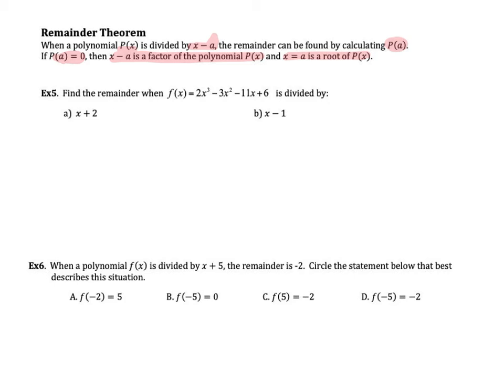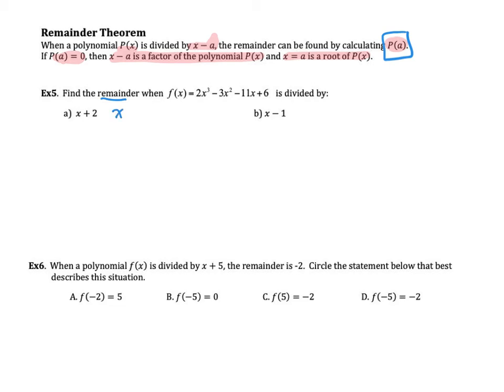So let's talk about that in example 5. It says find the remainder when f of x equals 2x cubed minus 3x squared minus 11x plus 6 is divided by x plus 2. So we have two options now. We can do long division if we want to find the remainder, which is going to be time consuming, as you saw from our previous examples, or we can use the remainder theorem. The remainder theorem says just take p of a.